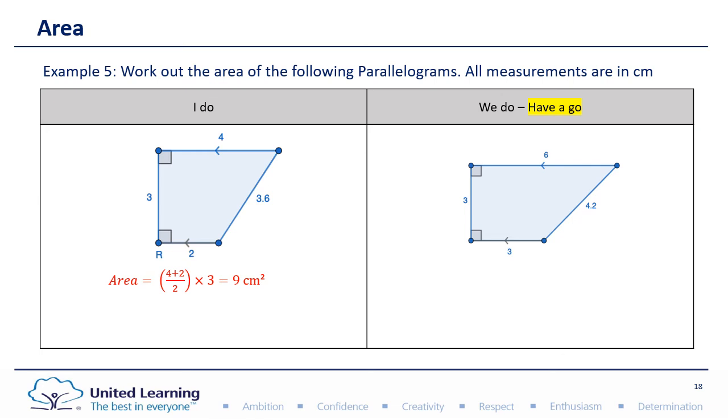Now pause the recording and have a go at the we do in your books. The correct answer was 13.5 centimeters squared. Well done if you got that right. If not, pause the video to write down the correct working and solution into your book.